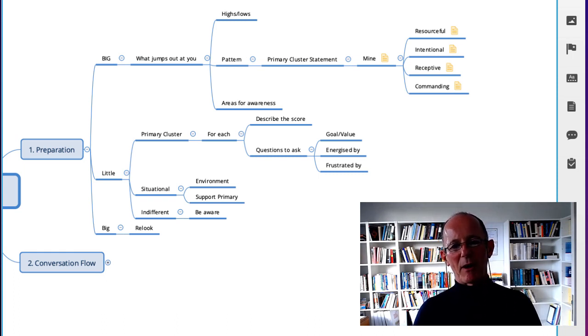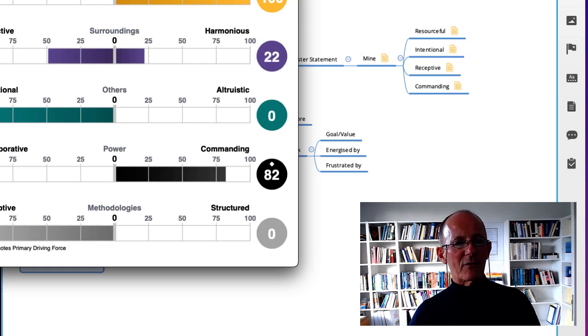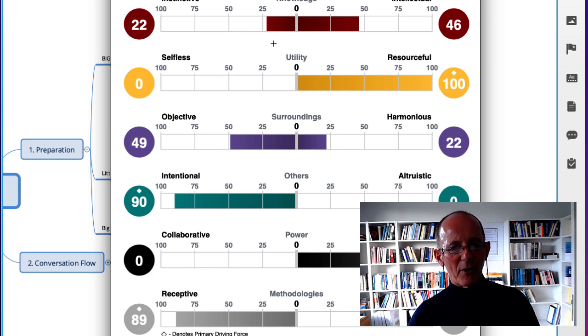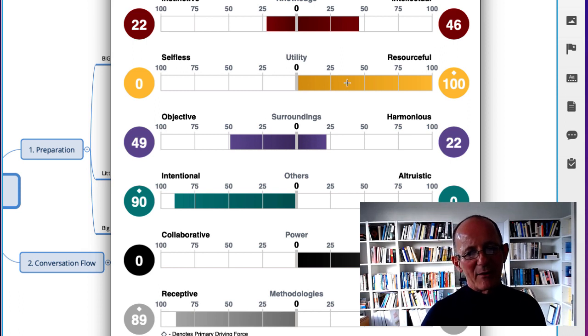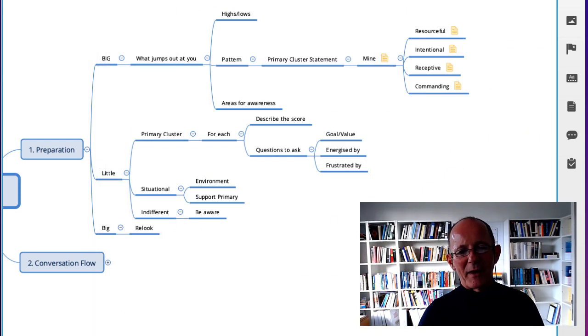The pattern, how extreme are the patterns. It is worth making the point that when you look at this, you may say, what other patterns are there? So intellectual higher than instinctive, objective more than harmonious. So you can see here how a resourceful person, you can imagine them being objective as well, functionality over form. And again, when you see the commanding here, very high score, you see 0 collaborative, resourceful 100, 0 selfless. So you get a sense as well of the pattern of what's actually going on.